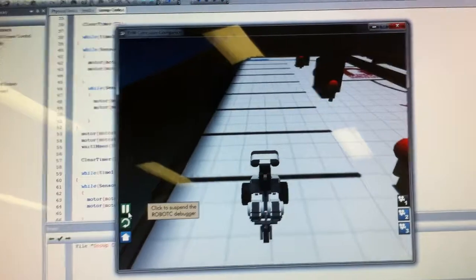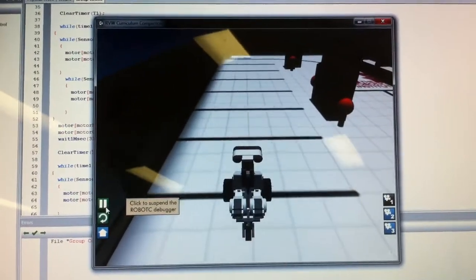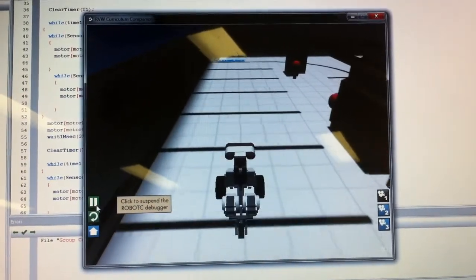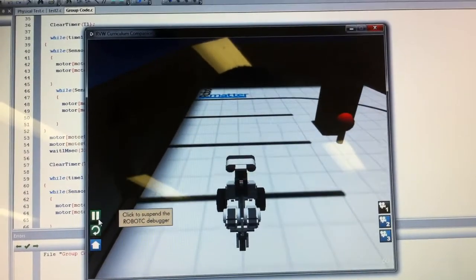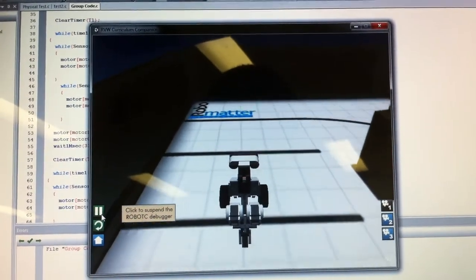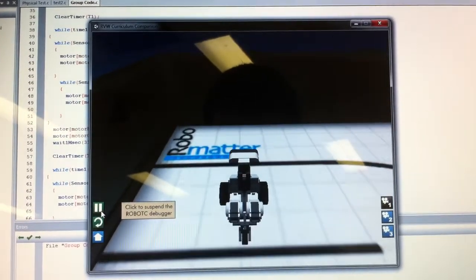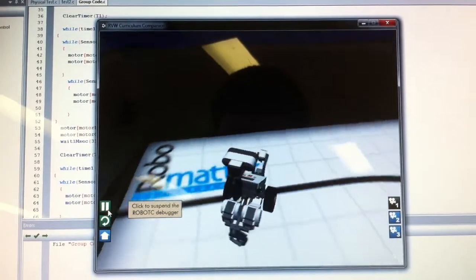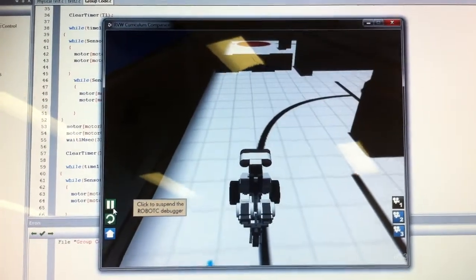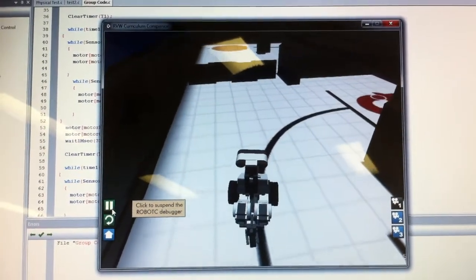Here we have the robot in the grand simulation challenge. At the moment it's driving forward at 100% speed until the touch sensor is pressed. Once the touch sensor is pressed, it will reverse back and turn towards the right. We then continue to follow the line for the given amount of time.